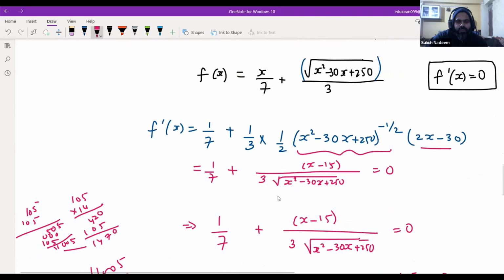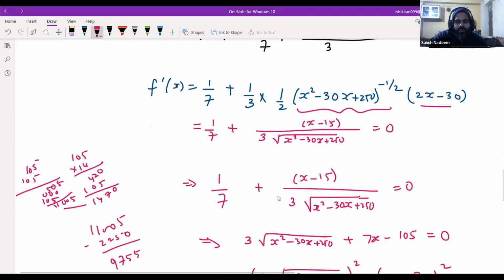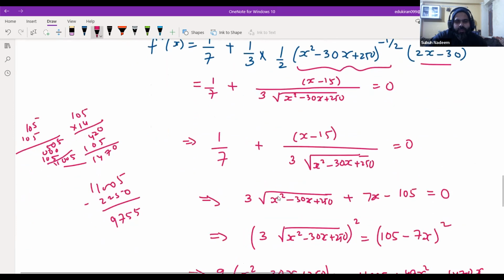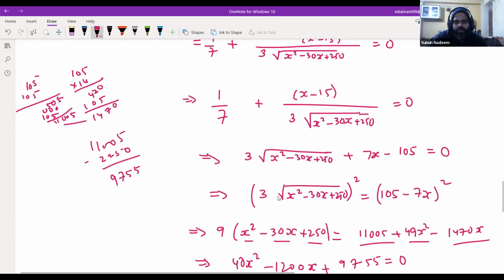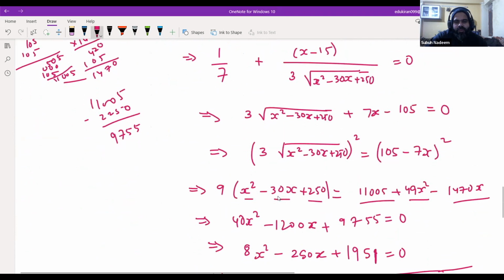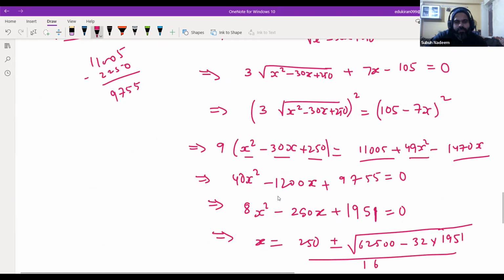Now we have differentiated: 1 by 7 plus 1 by 3, 1 by 2, this value, and 2x minus 30. 1 by 7 plus 1 by 3, x minus 15, root over x square minus 30x plus 250. 1 by 7 plus x minus 15 by 3 root over x square minus 30x plus 250, equals 0. 105 whole square.